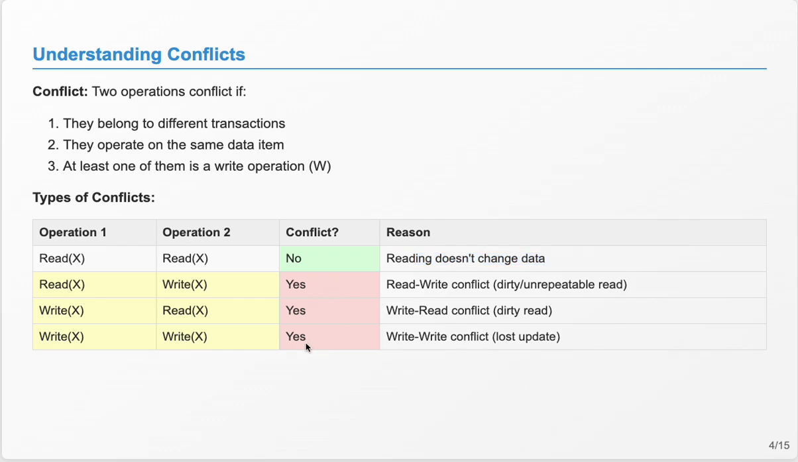A read operation and a write operation on the same data item do conflict. This is known as a read-write conflict and can lead to dirty or unrepeatable reads. A write operation and a read operation on the same data item also conflict. This is a write-read conflict that can cause dirty reads. Two write operations on the same data item conflict as well. This is a write-write conflict that can result in lost updates. These conflicts are what we need to watch out for when analyzing schedules.